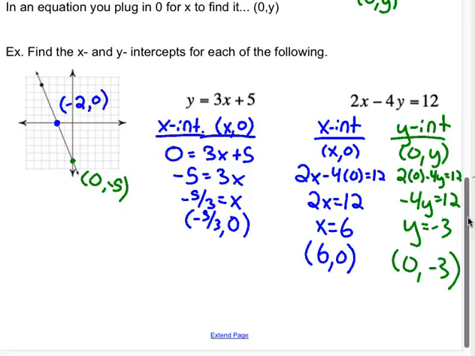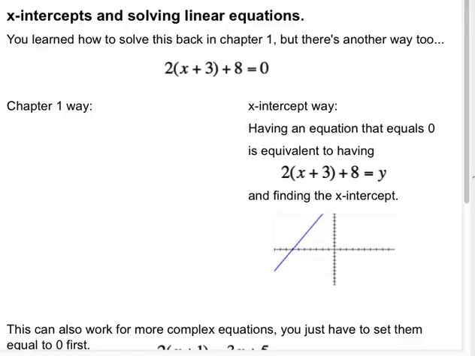Now, this idea of intercepts actually goes a little bit deeper. Okay, so with intercepts, you can actually solve really cool equations. Okay, so think about this type of an equation. You saw that back in chapter 1, right? And we would make you solve it. Okay, but now I want you to think.